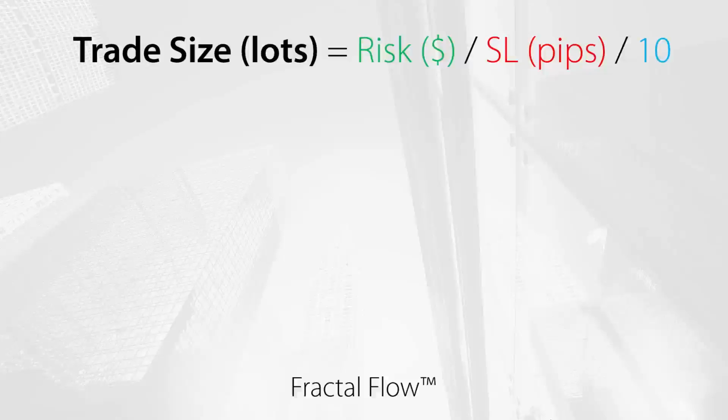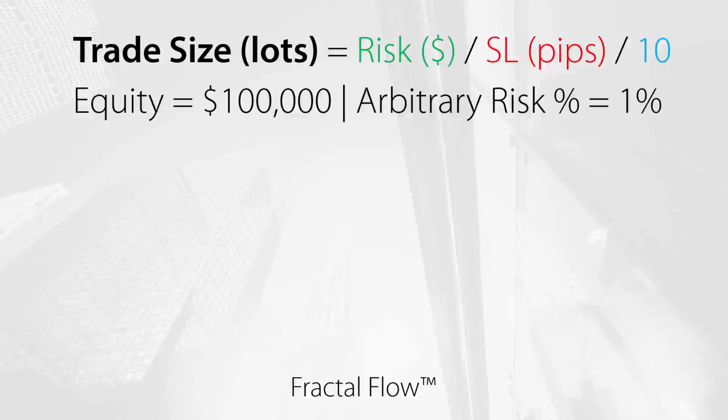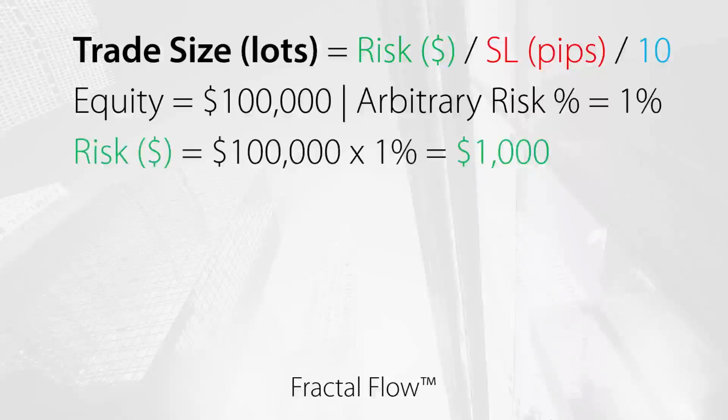The formula is quite simple, and it goes like this. The trade size in lots equals the arbitrary risk in terms of capital divided by the size of the stop loss in terms of pips divided by 10. To discover the arbitrary risk in terms of capital, we need to know our equity and we need to define an arbitrary risk percentage. For example, let's say that we have $100,000 and we want to risk 1% of that in each trade. Our arbitrary risk in terms of capital equals 100,000 times 1%, which is $1,000.